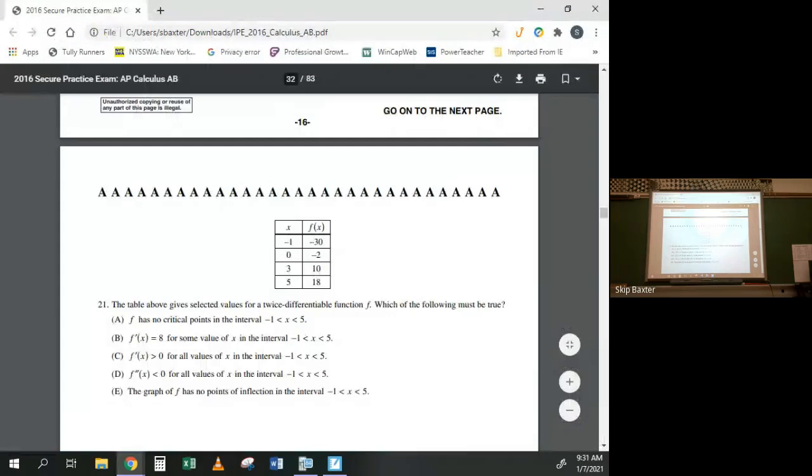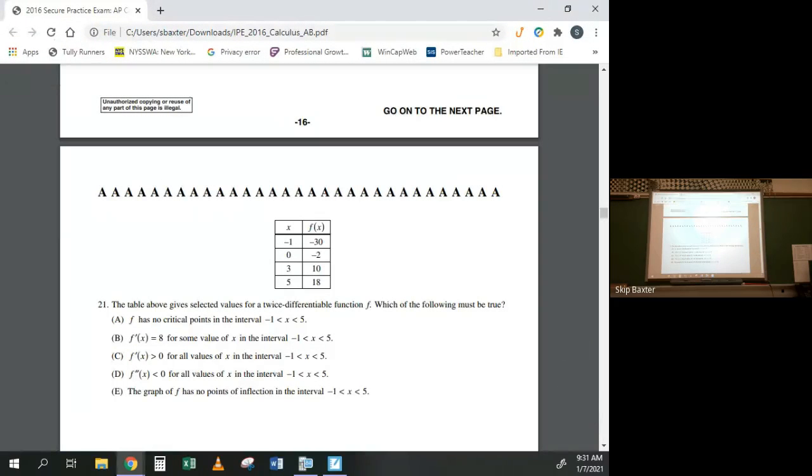Let's try a problem. So this is an actual problem off the 2016 exam. Back then they had 5 choices, now you only have 4 choices. Yeah, better for you.